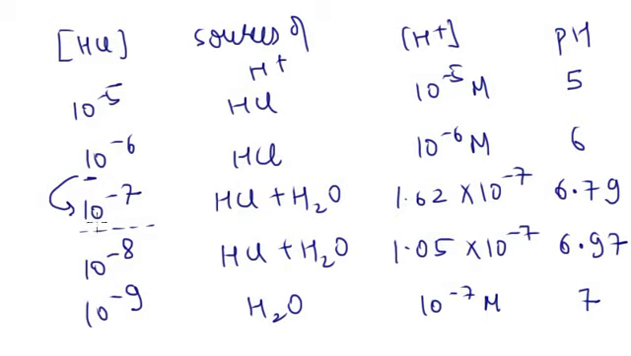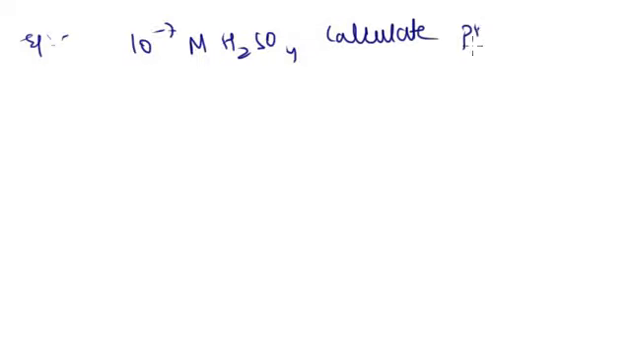When you are given 10 to the power minus 7 molar of H2SO4, you can go on the basis that H2O is also present. You are going to apply the quadratic equation. Then you may solve it directly. If I give you an example, you have been given 10 to the power minus 7 molar H2SO4. Calculate the pH.